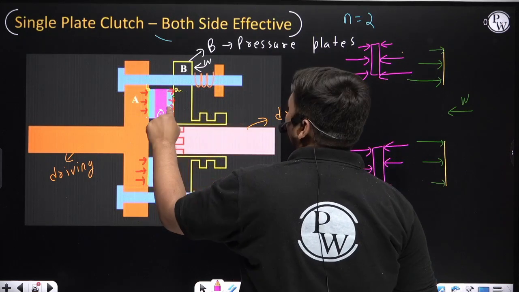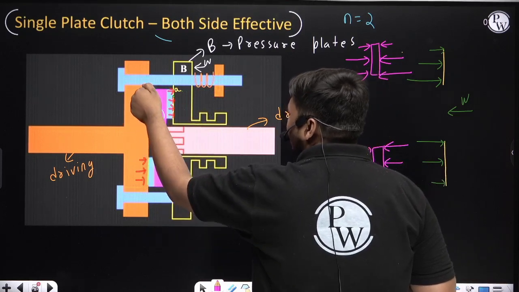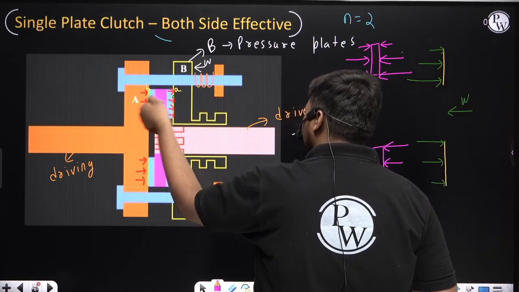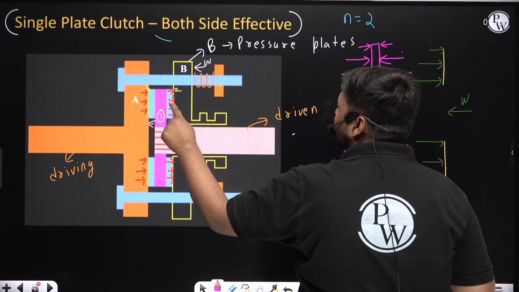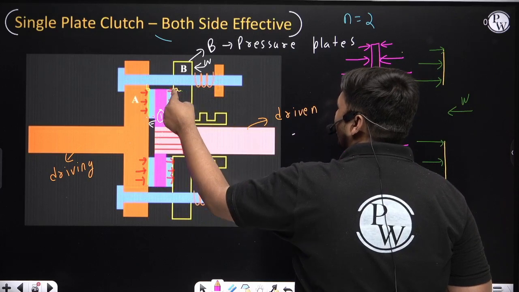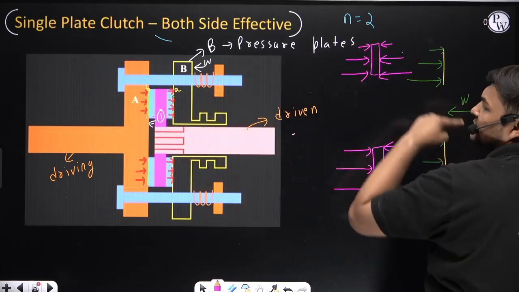Because here both sides of plate 1 are making contact, and you already know plate B is applying pressure on this surface of plate 1 in this direction. So here pressure will come in this direction. Due to the contact between plate B and plate 1, over the contact region of plate 1, pressure is coming in this direction, and this pressure will get balanced by this pressure.